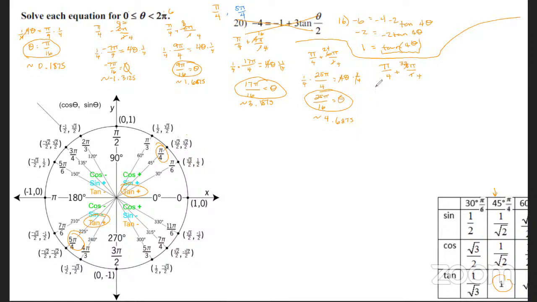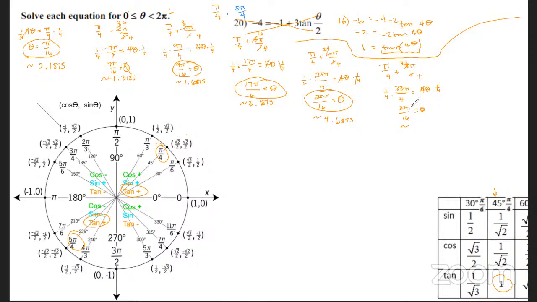32 pi plus pi is 33 pi over a common denominator of 4. Set it equal to 4 theta and solve for theta, multiplying by the reciprocal. That cancels out. 1 times 33 pi is 33 pi over 4 times 4 is 16. So that's what we have as theta.